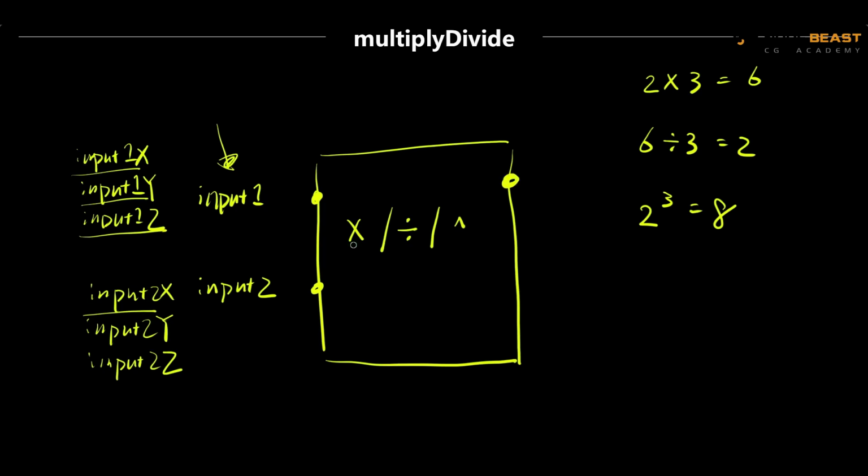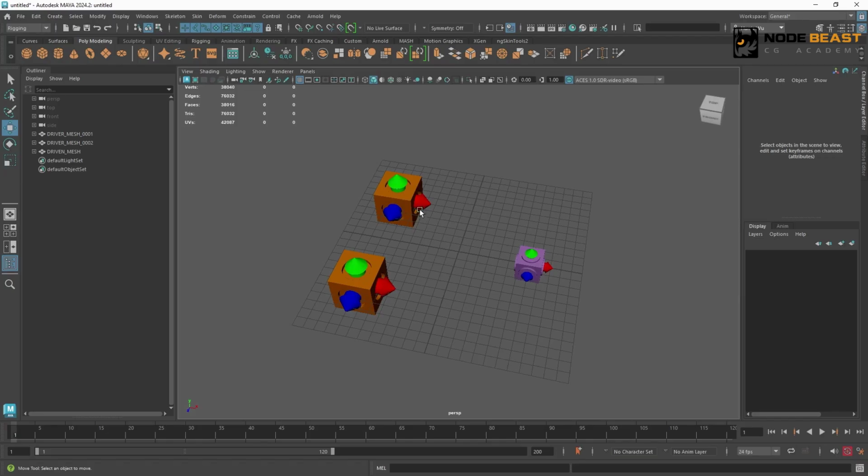Then, based on the operation mode we choose, the final output result is called output. Corresponding to the input, this is also a vector type attribute. It also has x, y, z axis. Let's go back to Maya and take a look.